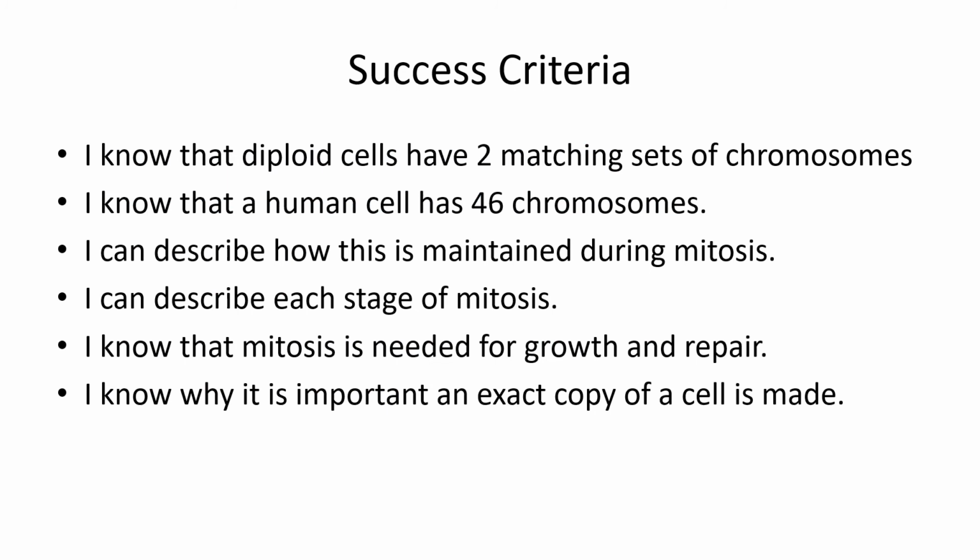We have now come to the end of the lesson, so you should now be able to state that diploid cells have 2 matching sets of chromosomes, state that a human body cell has 46 chromosomes, describe how this is maintained during mitosis, describe each stage of mitosis, state that mitosis is needed for growth and repair, and state why it is important that exact copies of the cell are made. So well done if you can confidently do all of that. If you can't, then you need to watch this video again until you can.